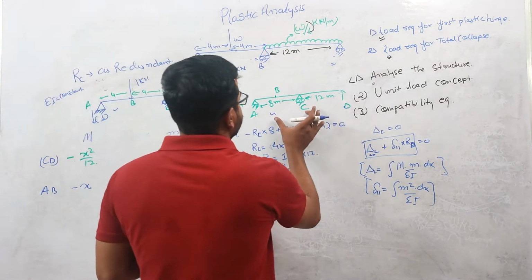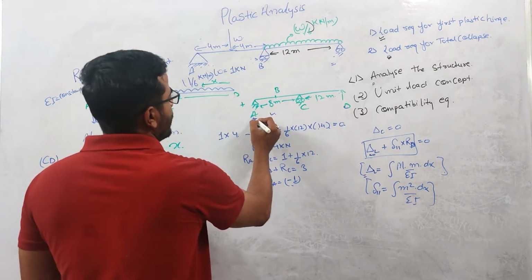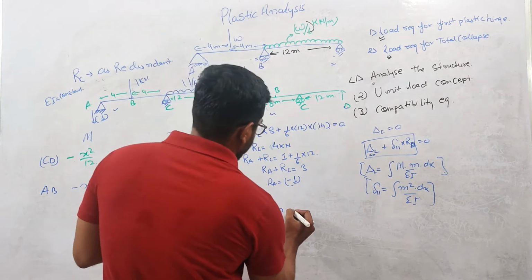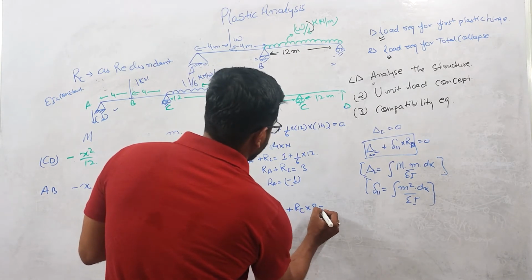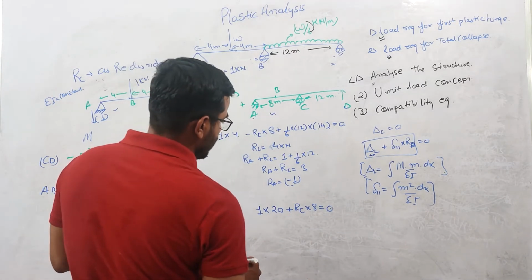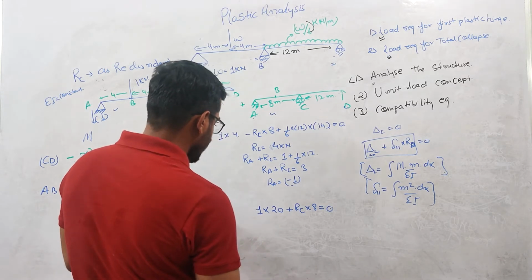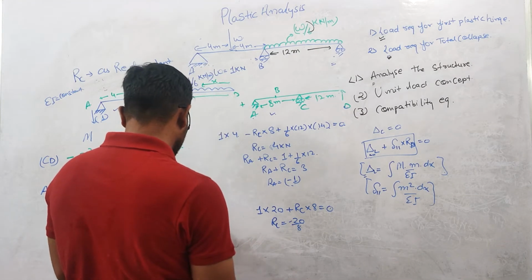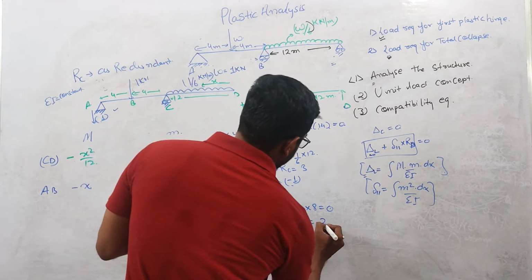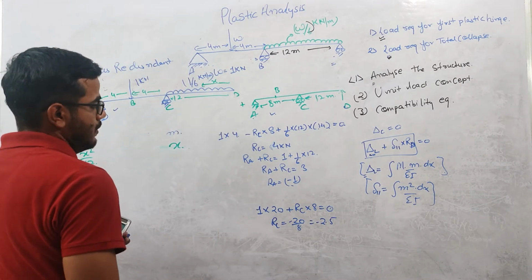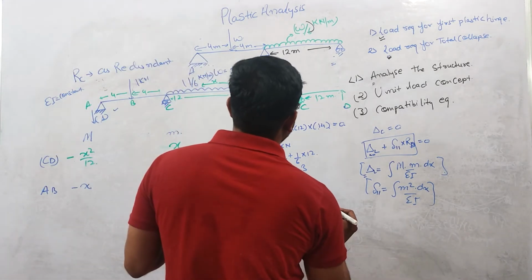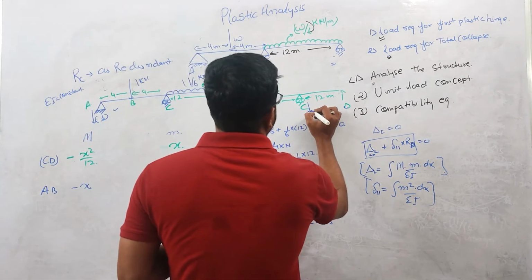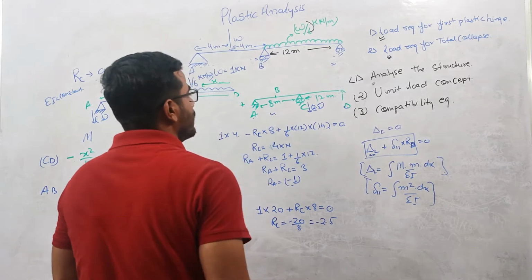Now, if you analyze this portion, so again we are taking moment about this point. So I am writing 1 into 20 plus RC into 8 equals to 0, right? So from here, RC is minus 20 divided by 8. So it is minus 2.5, right? So we have one equation. So at this point, the reaction acting is 2.5, right?